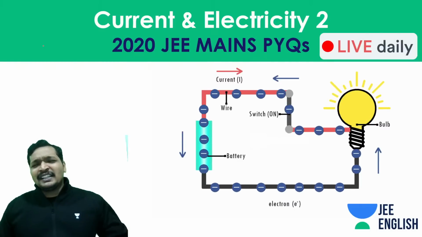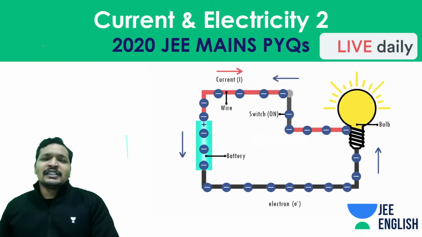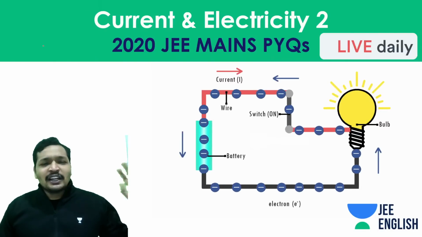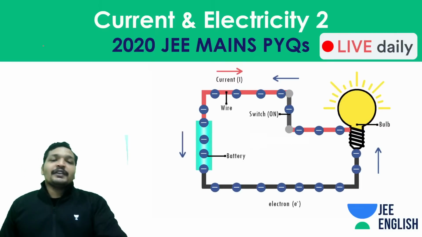And yes, it's definitely easy. Current electricity is very easy. You can guess it from the options. You can solve them within a few seconds, 30-40 seconds. And one of the most interesting chapters as well. Very practical, right? Very practical.